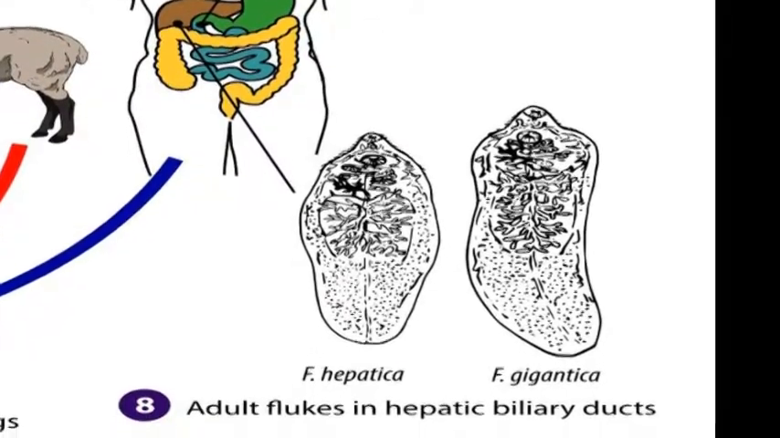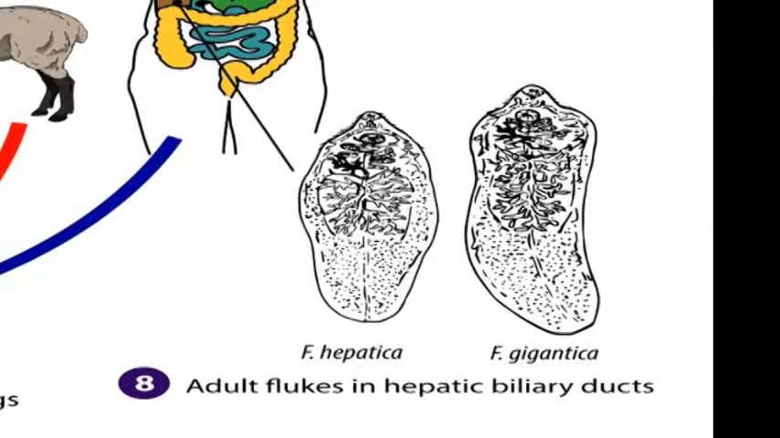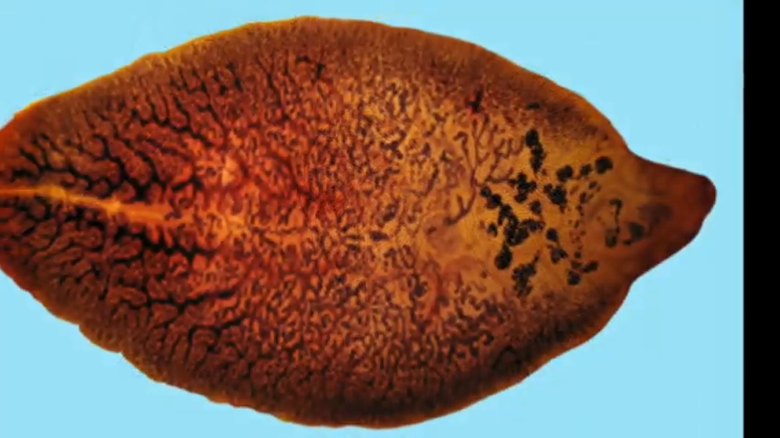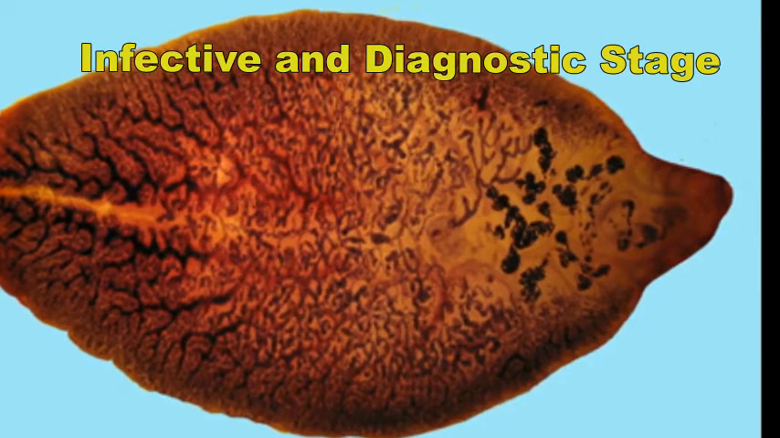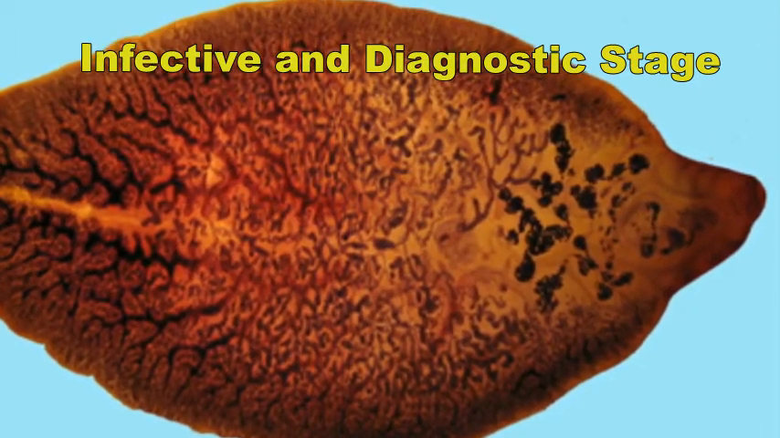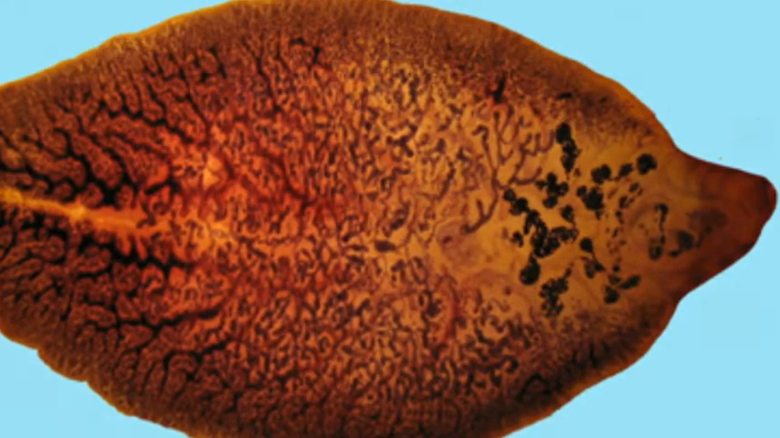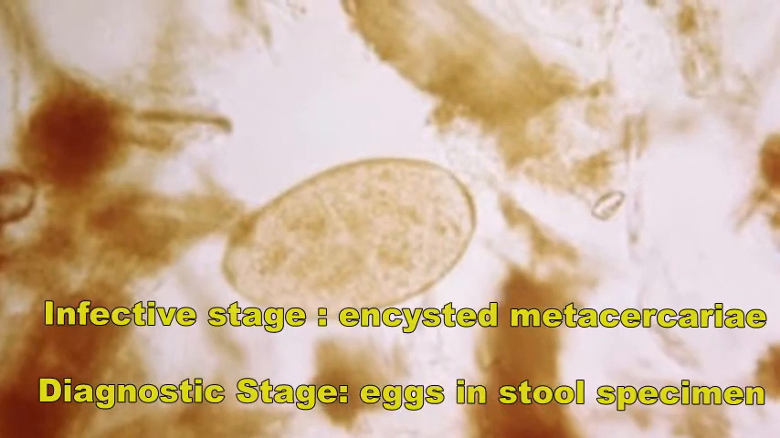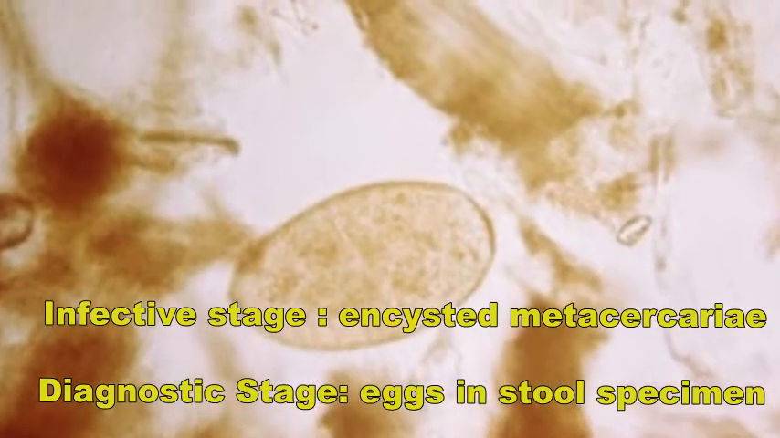Development of Fasciola gigantica may take somewhat longer than Fasciola hepatica. Now, let's go to the infective stage and diagnostic stage of Fasciola hepatica. In the infective stage, encysted metacercariae. In the diagnostic stage, eggs in stool specimens.